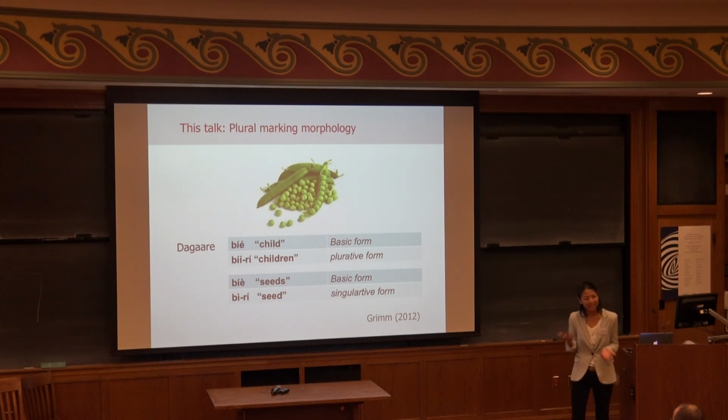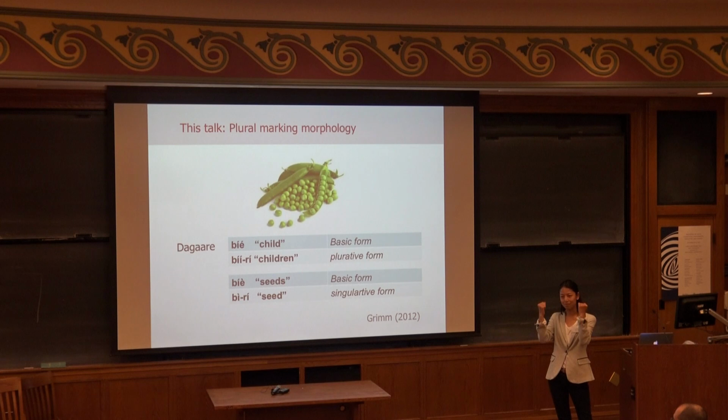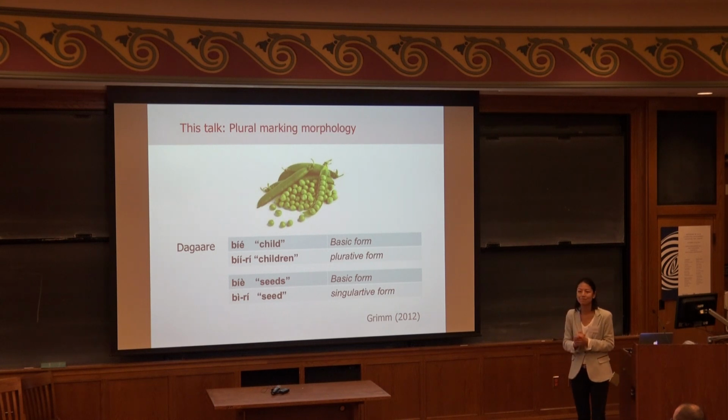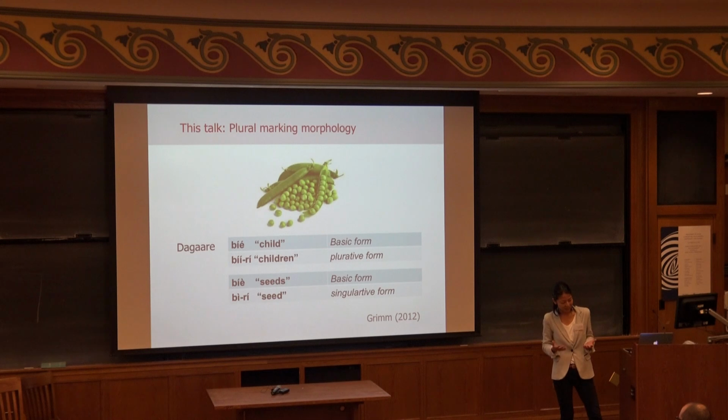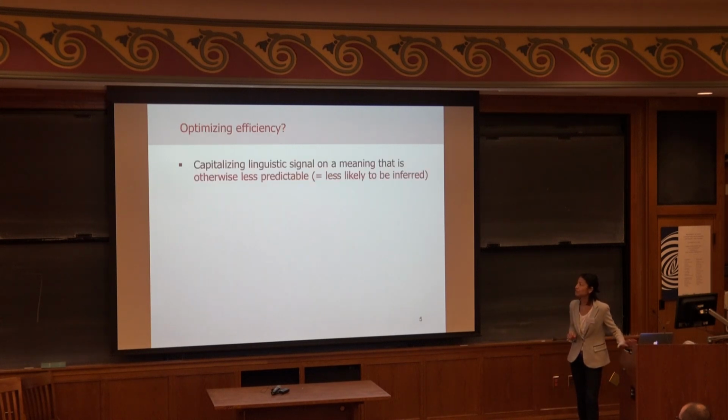Right? Clearly, there are many different patterns in terms of how you can map these different meanings onto different forms, and arguably, for us at least, some patterns seem a little more peculiar than others, but I think there is a useful generalization to be made, namely that these systems might come about when languages place linguistic signals on the meaning that is otherwise less predictable or less likely to be inferred by listeners. So let me elaborate on that.